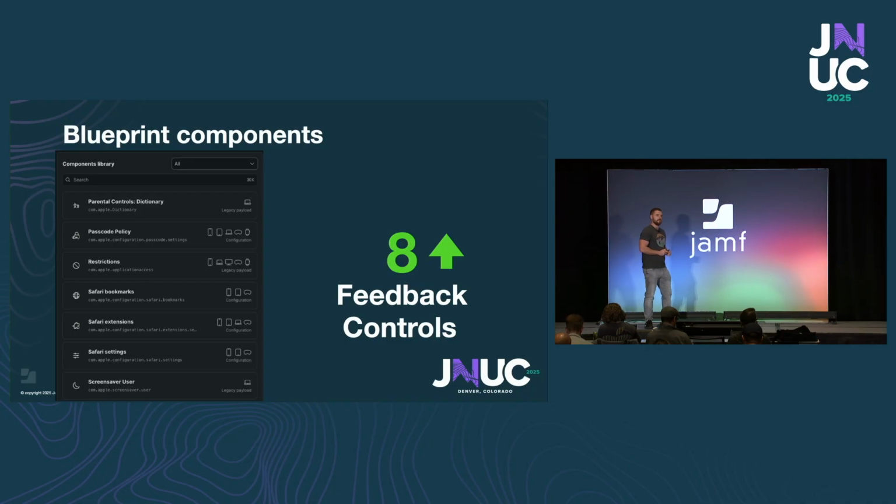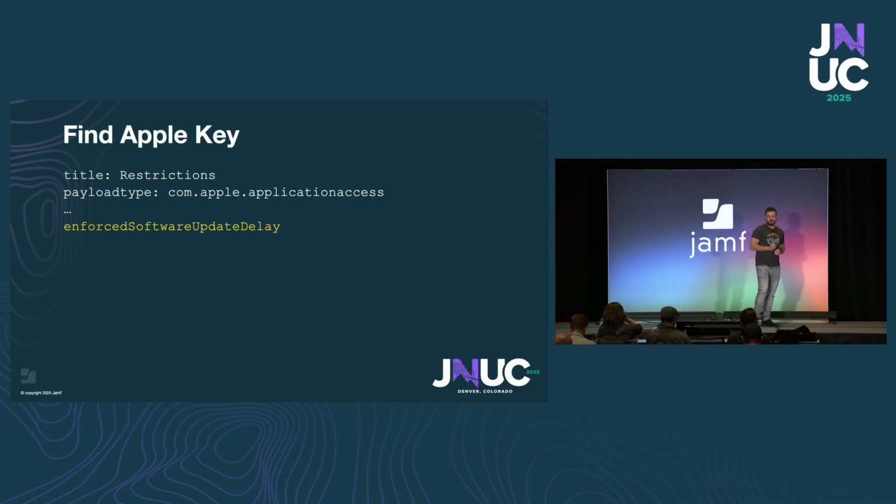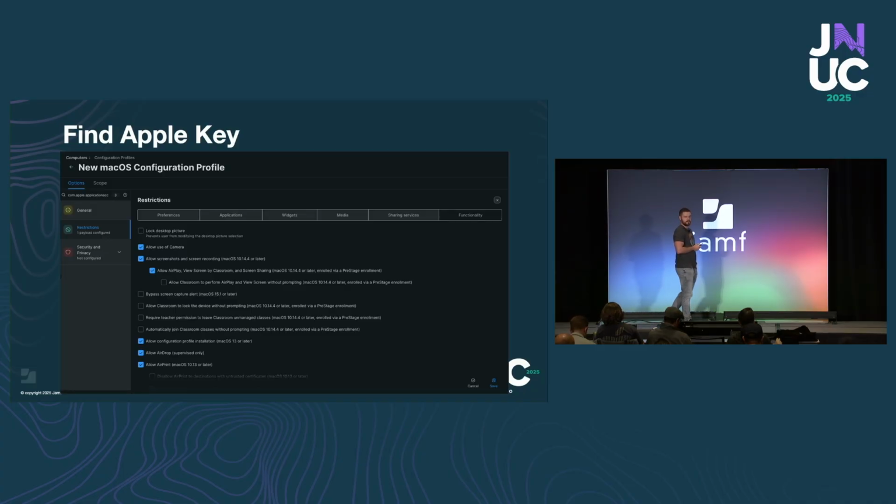So let's talk about the problem of finding an Apple key. Let's take, for example, this key, enforce software update delay, from the restrictions. How do you find this key in the restrictions payload? Which setting do I need to select to have this key on the device with the selected value? It's not so simple to find it. It's not so simple to guess.